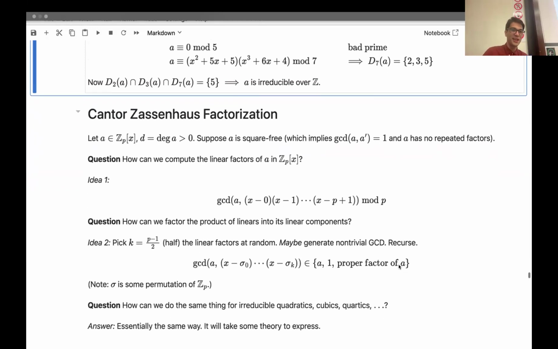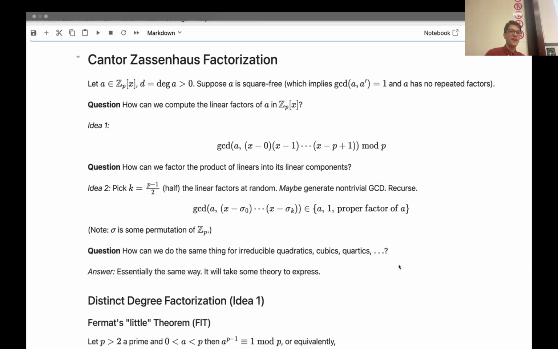Okay, maybe sometimes. Okay, Cantor-Zassenhaus factorization. So we now have a polynomial. It's been cleaned in various ways, right? So it has a unit leading coefficient, no content, it's square free. And what we want to start doing is factoring it properly. The only thing that we know at this moment is it has no repeated roots. So what are some ideas? The tools at our disposal are effectively arithmetic and the GCD operator.